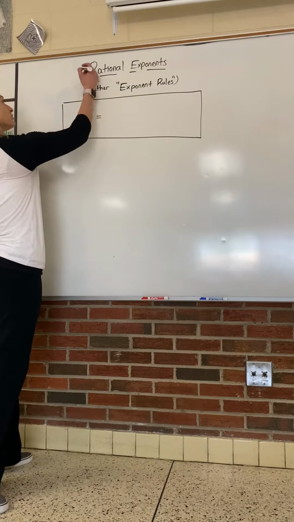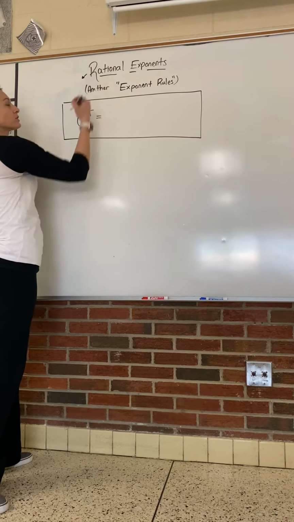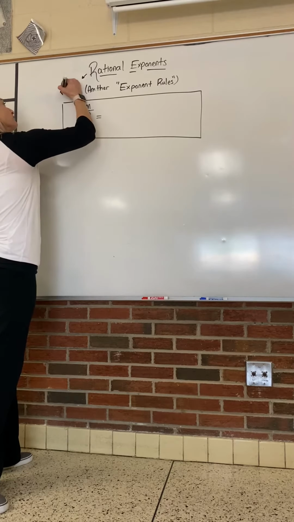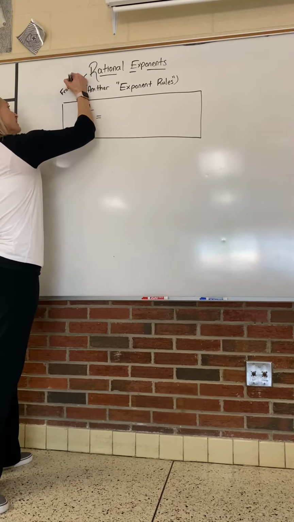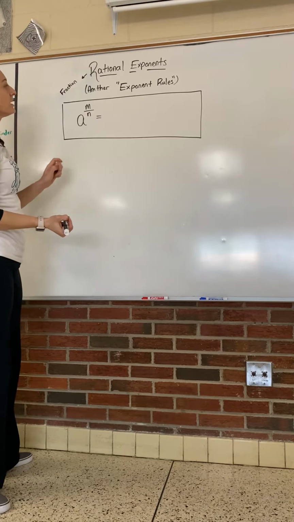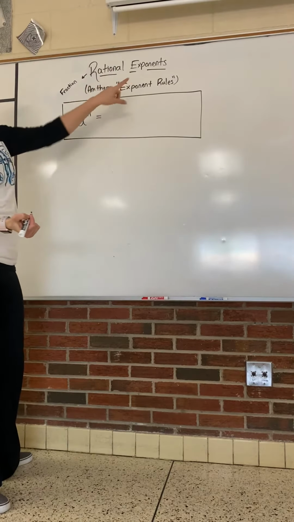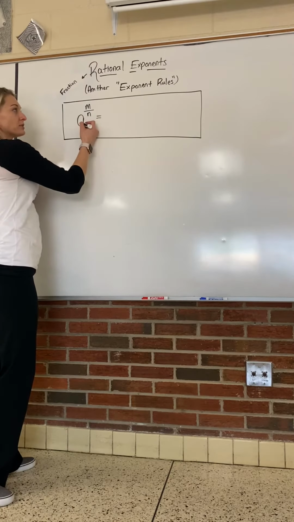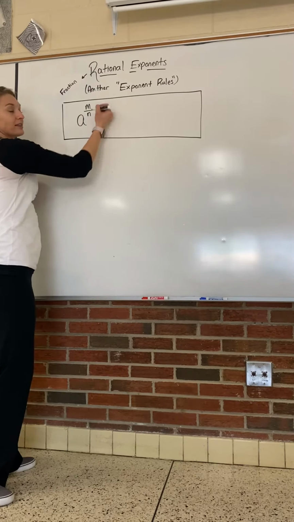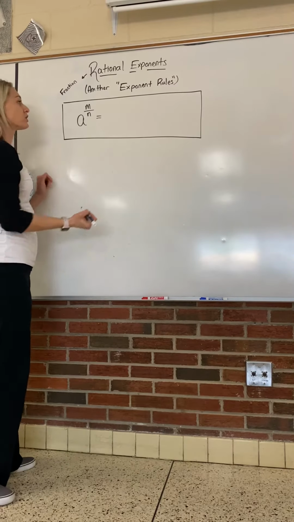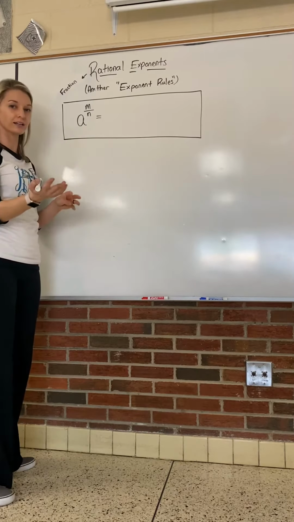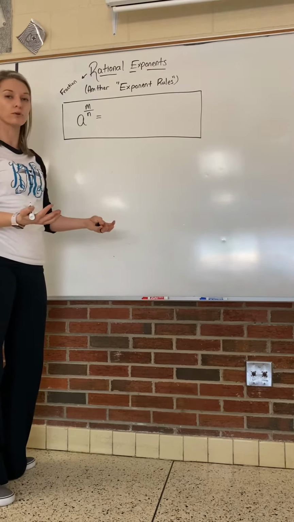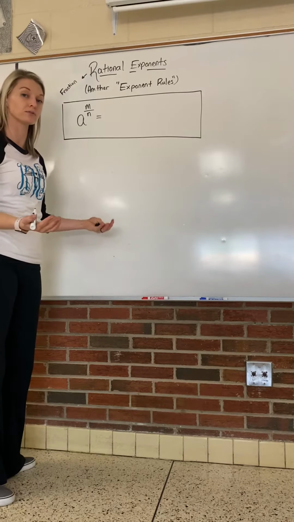Okay, so a rational exponent, anytime you see the word rational, you need to think fraction, because it's kind of another word for fraction. So a rational exponent will be when you have a base, or a number, to an exponent that is a fraction. We're going to learn two different ways to write it, and then we're going to learn how to solve problems and how to simplify problems with that.